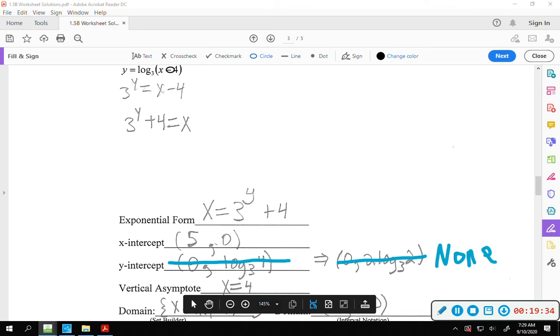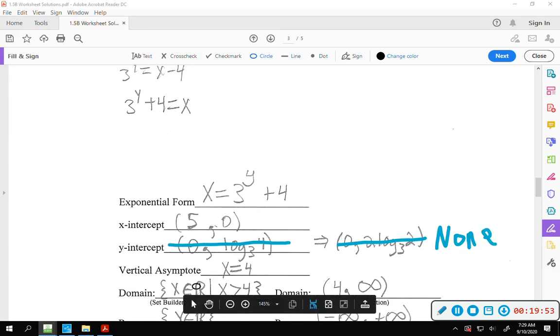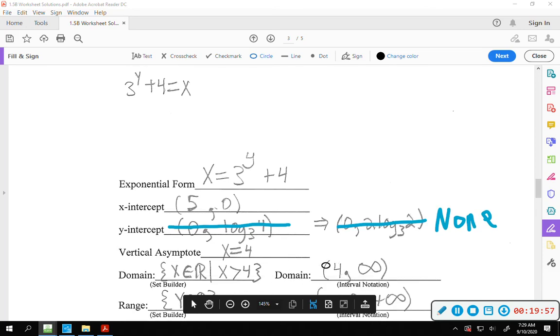Domain. How do we establish the domain? The domain of a logarithm: set the argument greater than 0 because we cannot take the log or natural log of a negative number or 0. So x minus 4 is greater than 0. Add 4 to the other side. There it is. X is the element of all real numbers such that x is greater than 4. Remember, parentheses 4, comma, infinity, always parentheses on infinity or negative infinity.